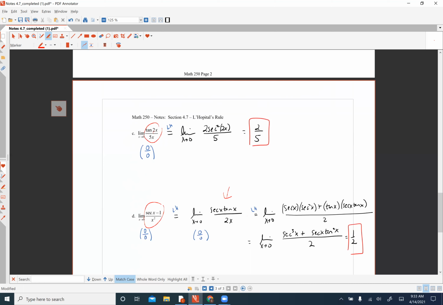Okay, well, we still get that, we still get 0 over 0, right? Because the secant of 0 is 1, but tangent of x is 0. Of course, 2 times 0 is 0. Okay, let's try, we like L'Hopital's rule.